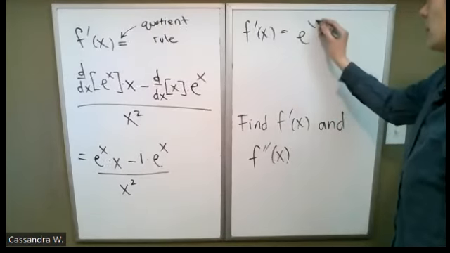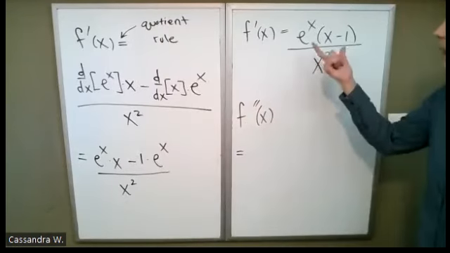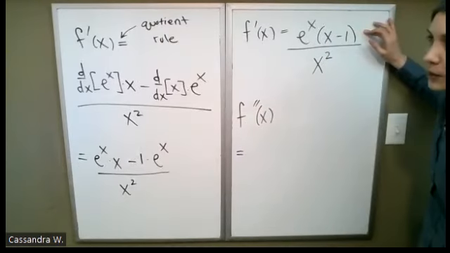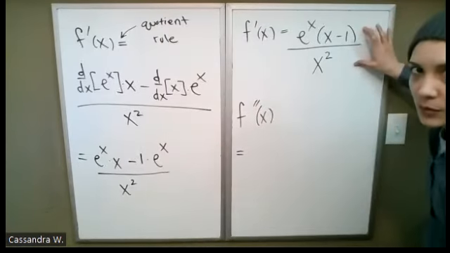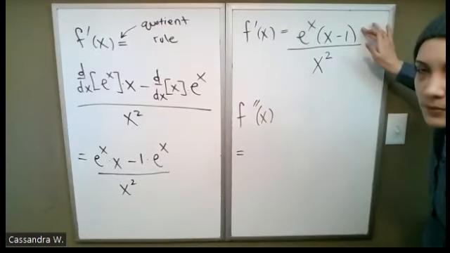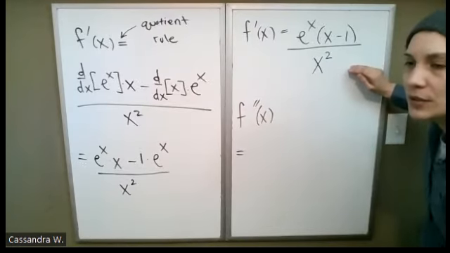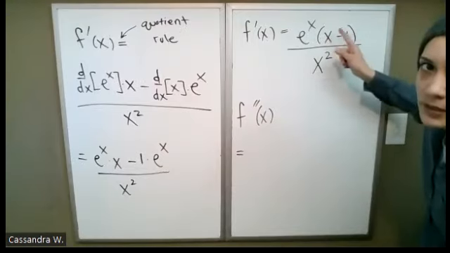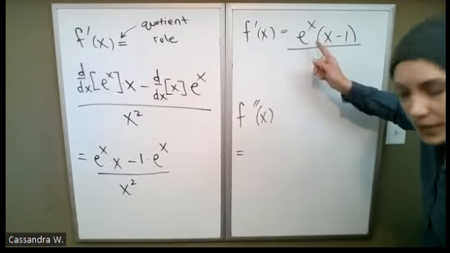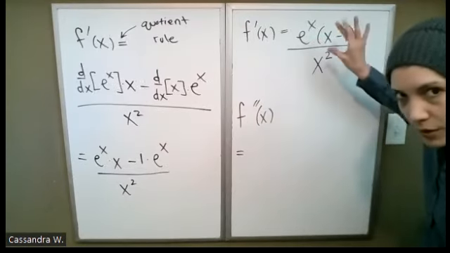Okay, and get f double prime of x. So first, we're looking at a quotient rule of that function in the numerator over the one in the denominator. But also when you go to take this derivative here, there's a product rule. So quotient rule first, product rule next.